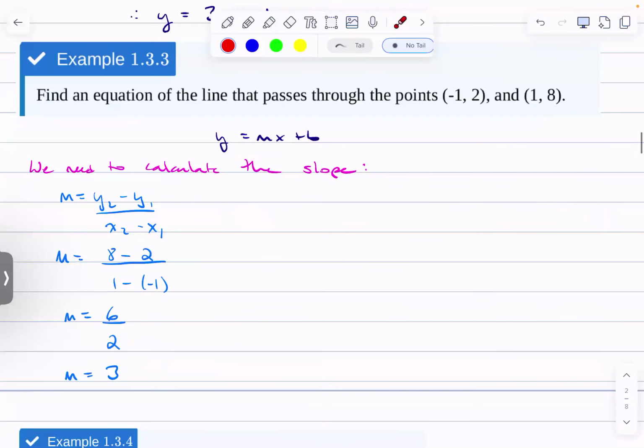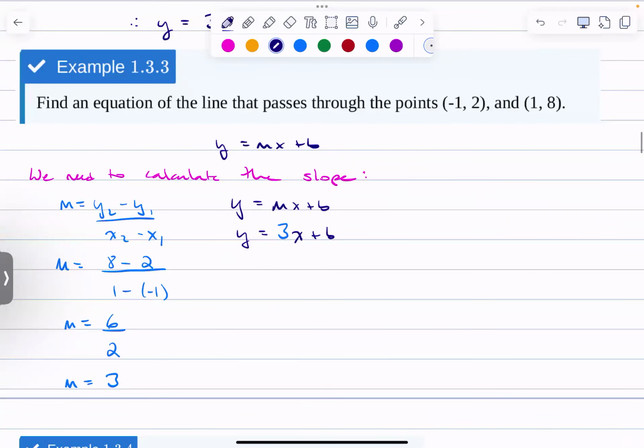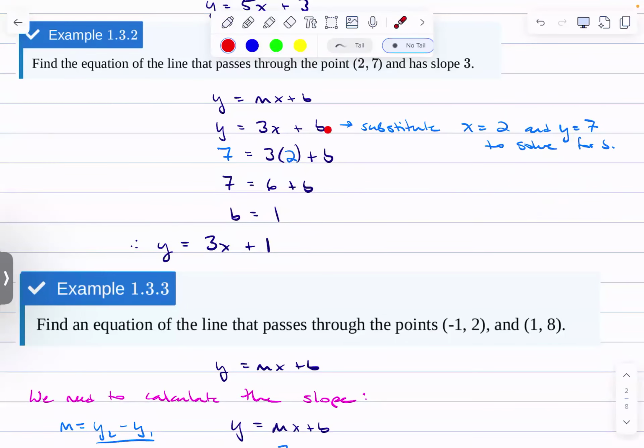So from y equals mx plus b, we just found that y is 3x plus b. That's where we started here. So now substitute one of those xy coordinates in and solve for b.